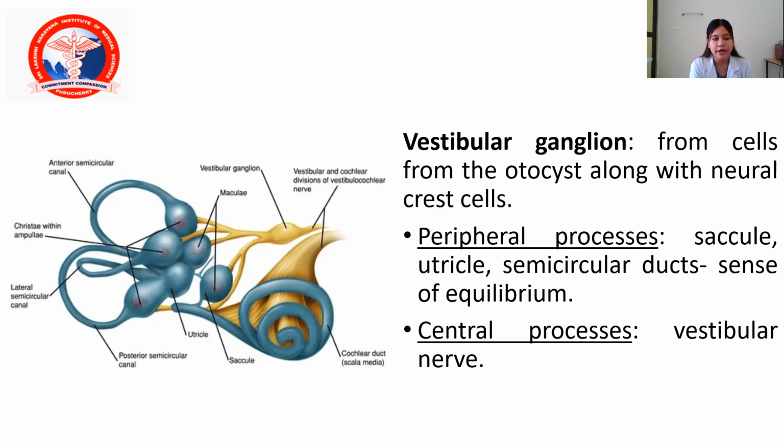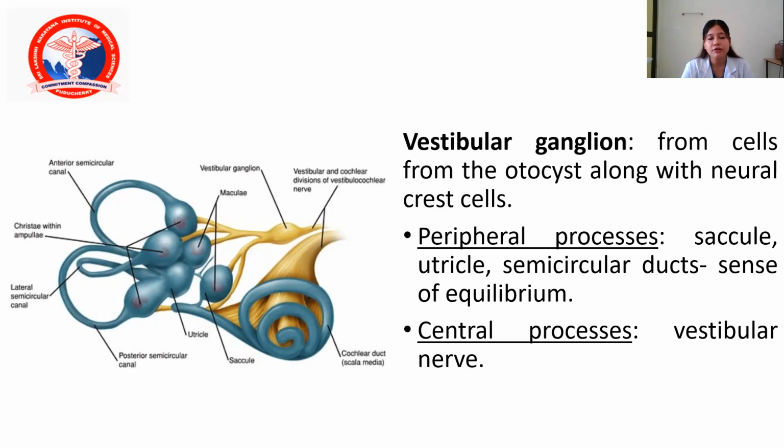Okay, so the vestibular ganglion consists of bipolar cell neurons. As they are bipolar cell neurons, they will have a peripheral process and a central process. The peripheral processes innervate the saccule, utricle, and semicircular ducts. These structures are responsible for our sense of equilibrium, that means maintaining the balance of the body. Whereas the central processes of these bipolar cell neurons will form the vestibular nerve itself.